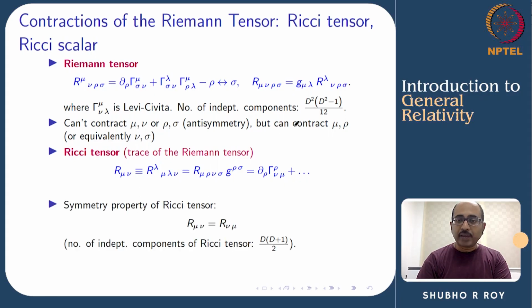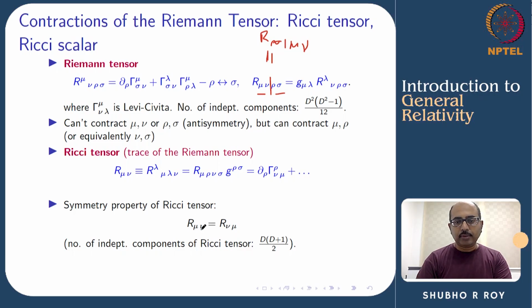Now, remember the Riemann tensor has symmetry under a pairwise exchange of mu nu with rho sigma. So R mu nu rho sigma will be the same as R rho sigma mu nu, with the rho sigma indices swapped with the mu nu indices. Because of the pairwise symmetry of the Riemann tensor, one can show that the trace of the Riemann tensor, that is the Ricci tensor, also has a symmetry property: R mu nu equals R nu mu.